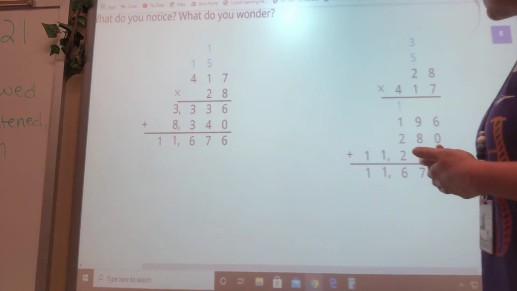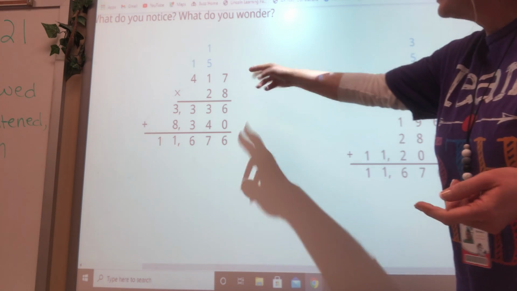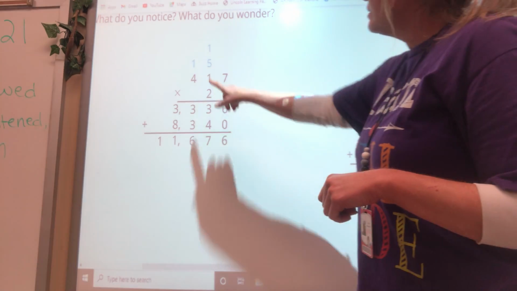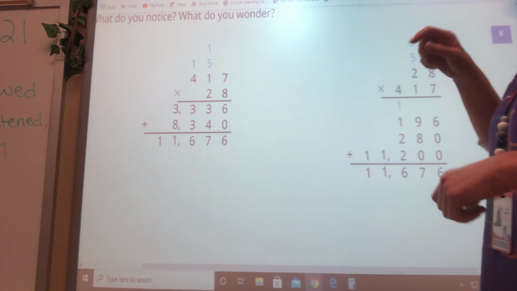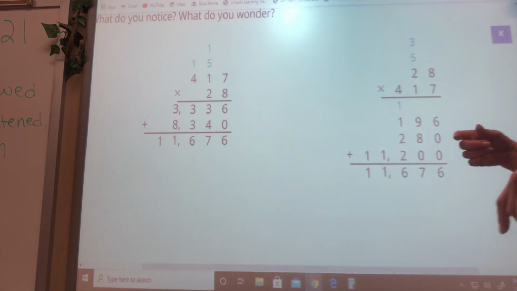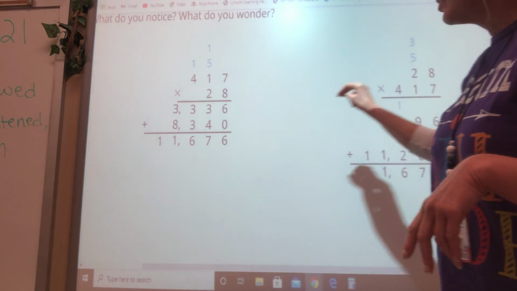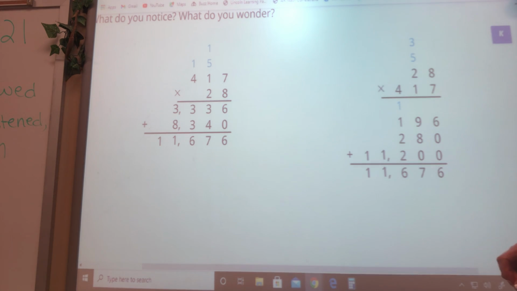But I wonder why they have these upside down from each other, and their carryovers are different. And this one has 3 rows, and this one just has 2 rows. So let's start to look at why. They multiplied the exact same 2 numbers. So either way they work the problem, they will get the same final answer or final product.